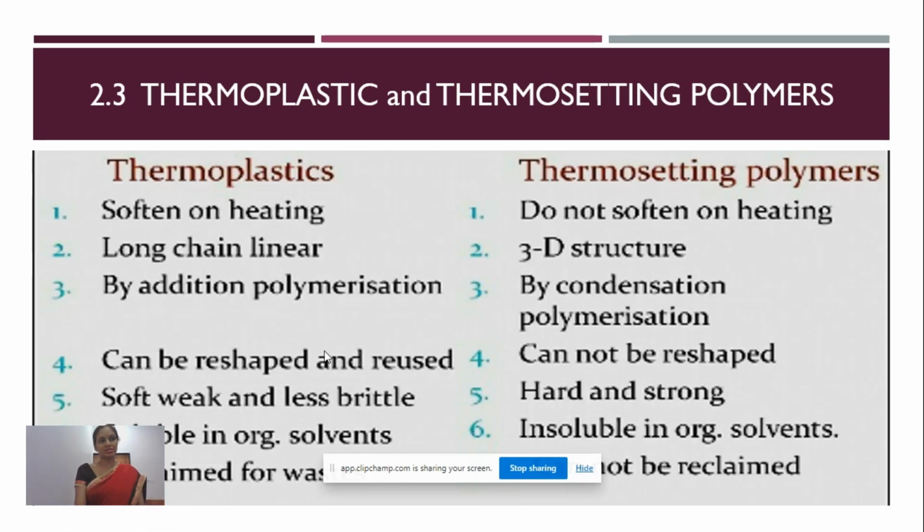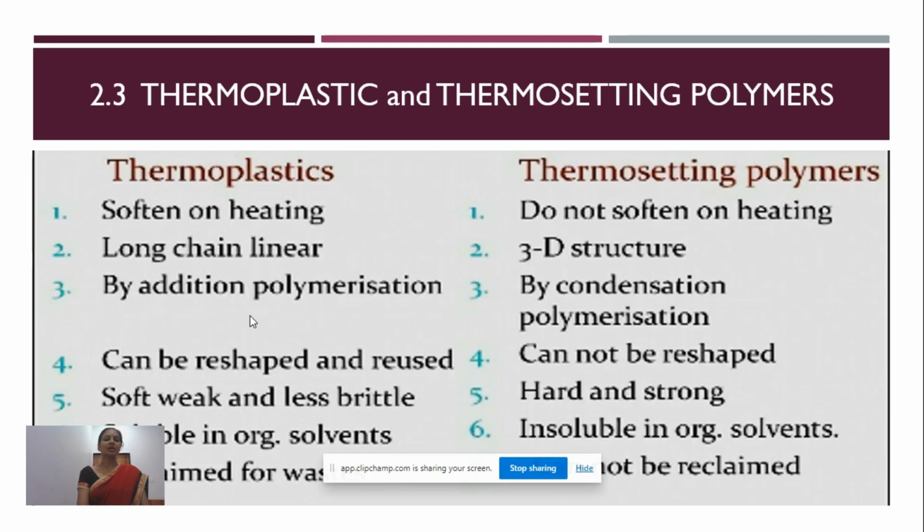That is called condensation polymerization. Addition polymerization, best example: formation of polythene from ethene. Ethene units are adding and forming a polymer, so no small unit is eliminated here. But in the synthesis of nylon 6,6, a small molecule is getting eliminated, so that is called condensation polymerization. Thermoplastic polymers can be reshaped, reused. Thermosetting polymers cannot be reshaped.